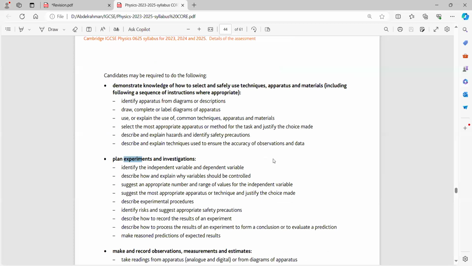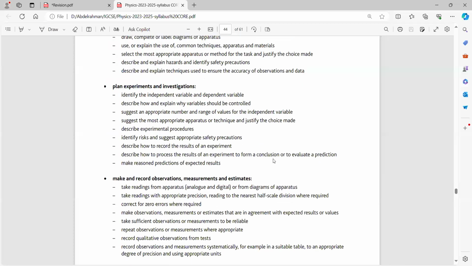Okay, for example, we know how to plan an experiment and you already know how to plan an experiment. But for planning an experiment, what do you need to do? You need to identify the independent and dependent variable. How do we identify the independent and dependent variables? Using the sentence "plan an experiment to...". This is how to identify which is the independent and which is the dependent variable.